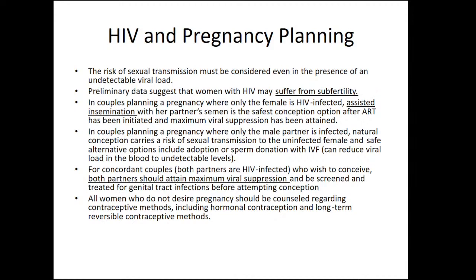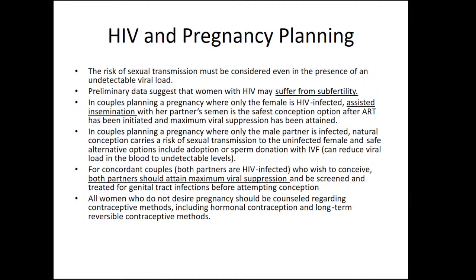For concordant couples where both partners are HIV infected and sometimes want to conceive and have babies, both partners should attain maximum viral suppression with specific anti-HIV drugs, and they should be screened and treated for genital tract infection before attempting pregnancy. All women who do not desire pregnancy should be referred to a family planning specialist regarding methods of contraception, which also can sometimes protect against HIV transmission.